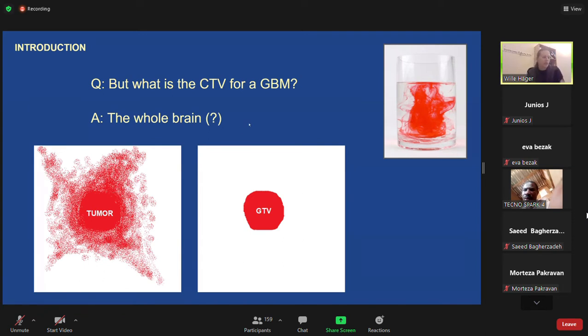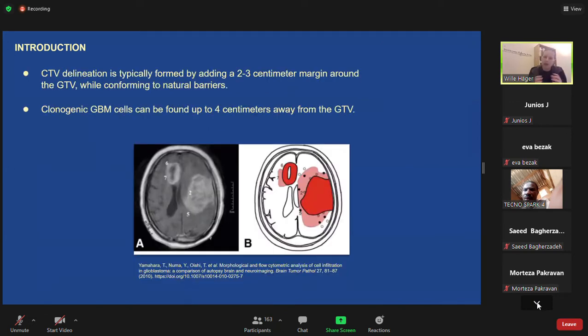If you think this sounds like a hard problem, then you're not alone. This is exactly what makes solving this issue so difficult and why GBMs are so hard to treat. What we do today is that we add a margin around the GTV concentrically of about 2 to 3 centimeters. But we still know that clonogenic GBM cells can be found further away, up to 4 centimeters, and that the spread appears anisotropic, as has been seen, for example, in this study.